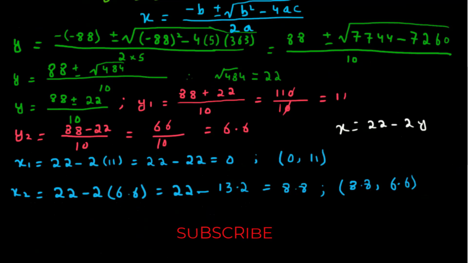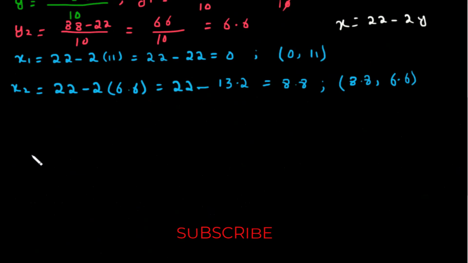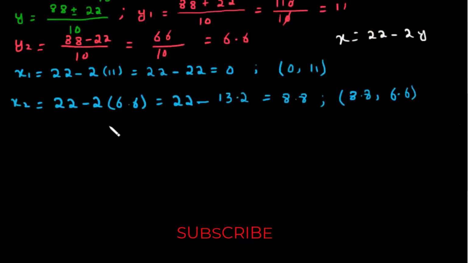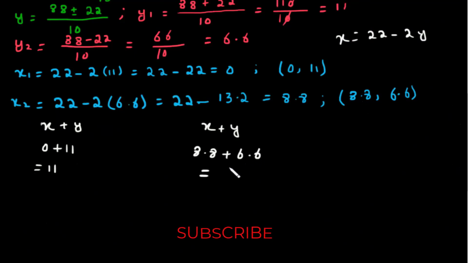You might be surprised by the answer. Many people make a common mistake here. Let's see if you got it right. Now is the time to find the value of the required expression, that is x plus y. So x plus y for the first pair, where x is 0 plus 11, is equal to 11. And now x plus y for the pair where x is 8.8 and y is 6.6: 8.8 plus 6.6 is equal to 15.4. So we got two possible values for x plus y, that is 11 and 15.4.